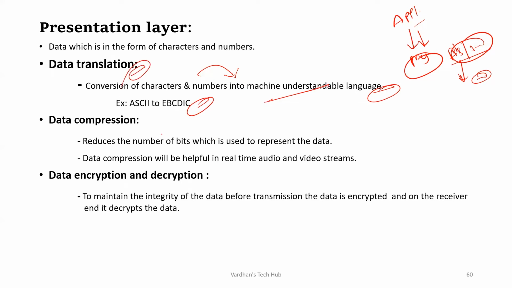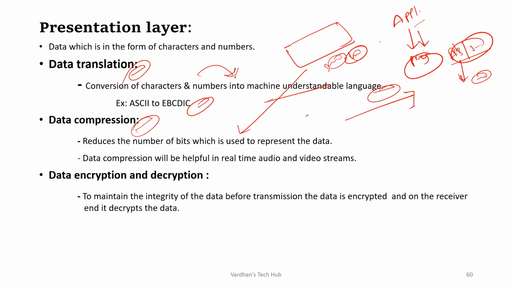Once you have converted it, if you are storing any data, it takes some memory. So it reduces the memory, the number of bits taken for storage. To represent the data, it reduces the number of bytes so that it will transfer faster. The process of reducing the number of bits used to represent the data is called data compression.